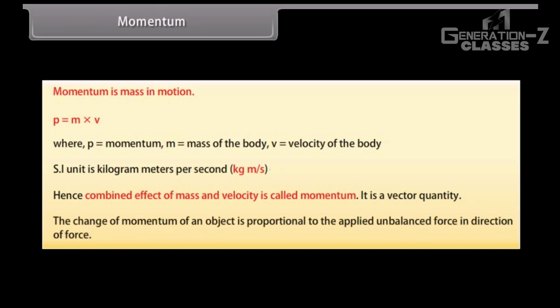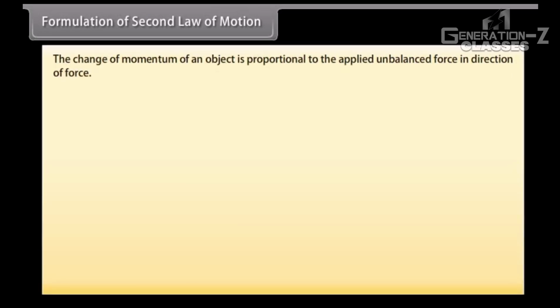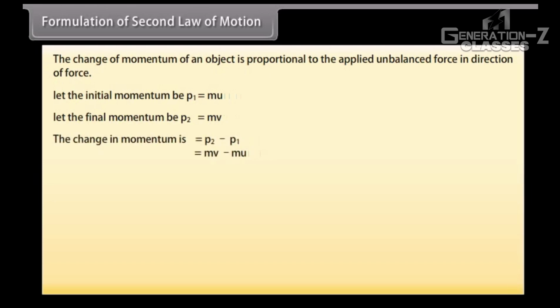The change of momentum of an object is proportional to the applied unbalanced force in the direction of force. Formulation of second law of motion. Let the initial momentum be P1, which is equal to mu. Let the final momentum be P2, which equals mv. The change in momentum is P2 minus P1, which equals mv minus mu.